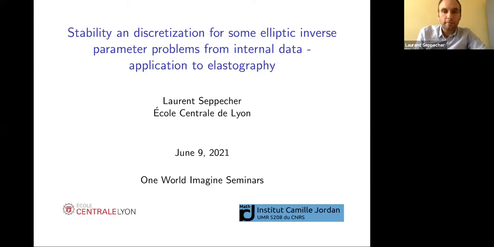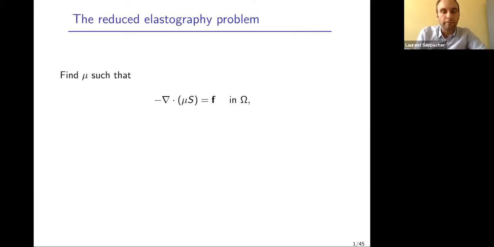I will start with an equation here, which we call the reduced elastography problem. The topic is to find a parameter mu in this main equation. In this equation, mu is a scalar function, and S is a matrix function, most of the time symmetric, because it could be a strain tensor, for instance, and F is a vector field. So it's a vectorial equation. The divergence of mu S is a vector. And we'll see that several problems can be reduced to this quite simple equation. And the problem is to find mu.